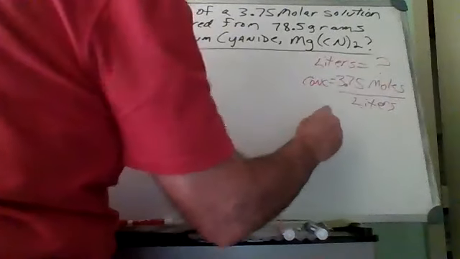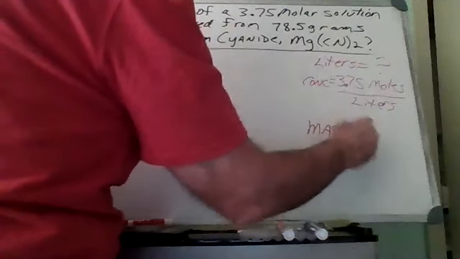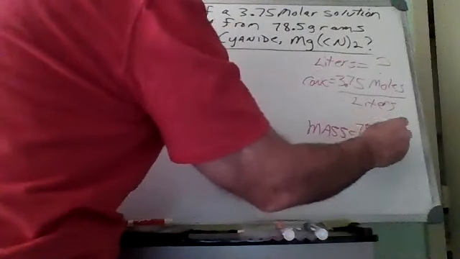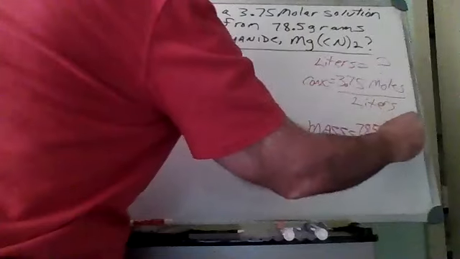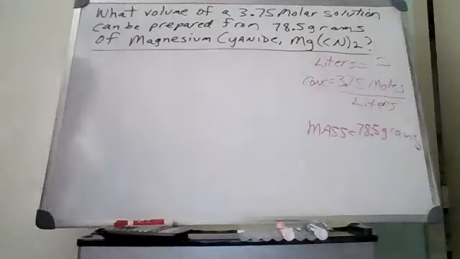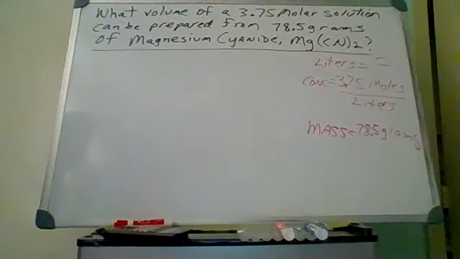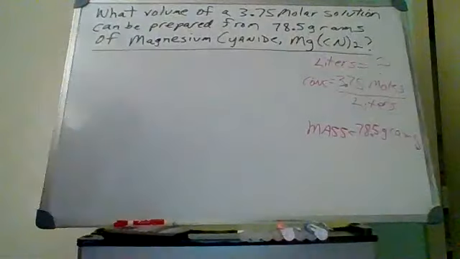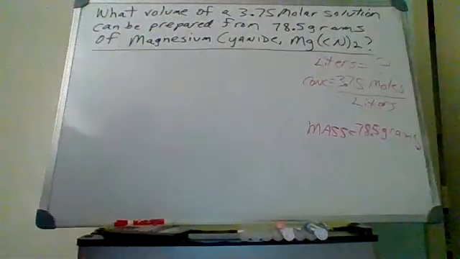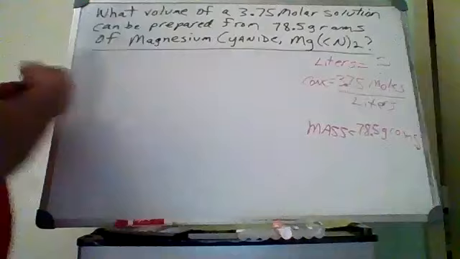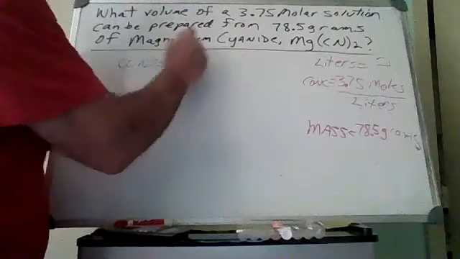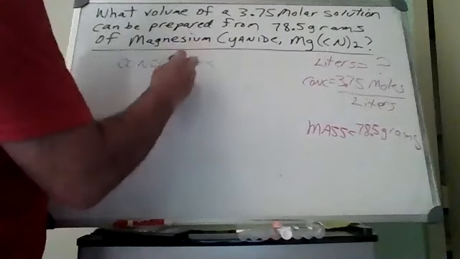So I know the mass. Mass equals 78.5 grams. Now, we'll just leave it at that for the moment. Okay, so I'm going to go ahead and write my concentration equation. So let's proceed to do that. Concentration equals moles divided by liters.